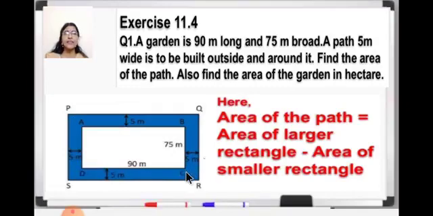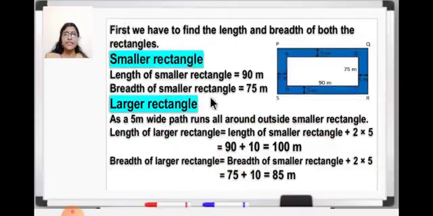Now how to find out? First we'll write area of the path. We'll find out area of path. Area of the path is equal to area of larger rectangle minus area of smaller rectangle. You can see here this is a rectangle which is the larger one and this garden is the smaller one. So we need to find out the area of both the rectangles. First we have to find the length and breadth of both the rectangles. The smaller rectangle is given but the larger one we need to find out.